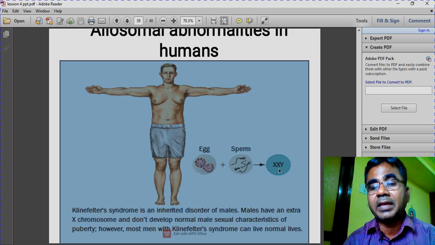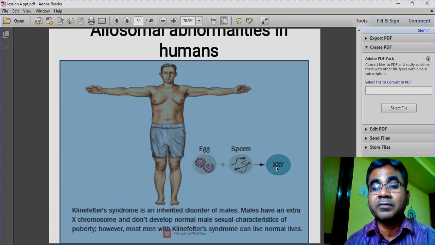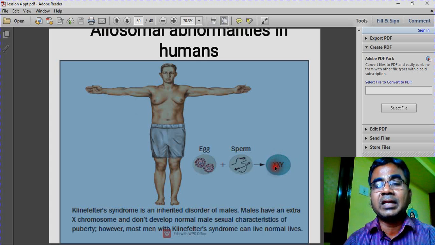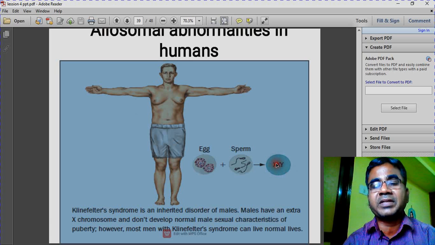So for male, the genotype must be XY. For the normal male, genotype must be XY. But here, one additional X chromosome is there. One extra X chromosome is there. The X chromosome actually denotes female characters. For normal male, there must be XY chromosomes, but here an additional X chromosome is present.